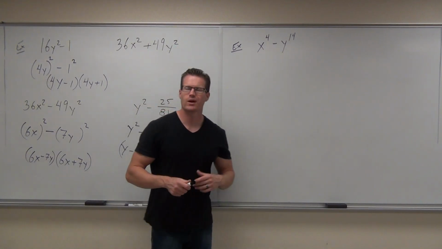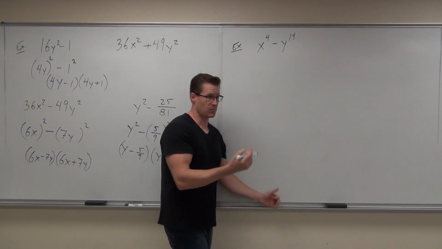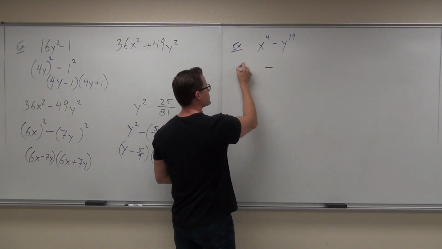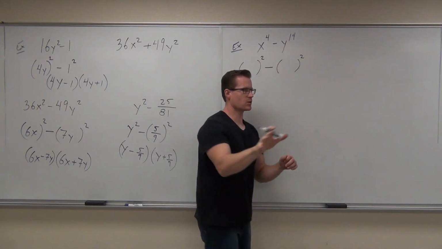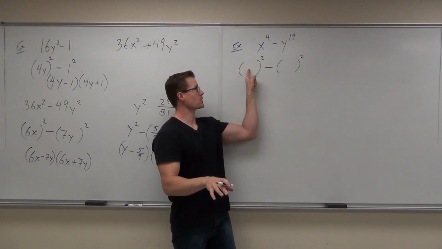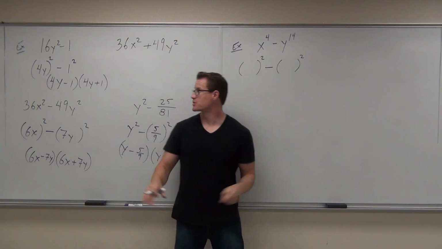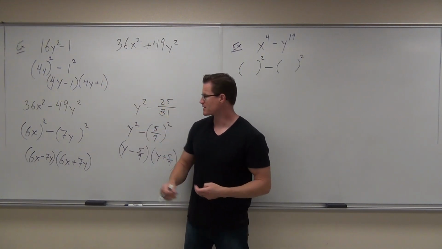A difference of squares does this. Firstly, is it a difference? Yes. Oh, that's great. At least we have that. It has something being squared, and something being squared. I want you to look at this for a second, okay? Would you agree that if I can put something in here and something in here, it's going to fit this paradigm, that I can factor by difference of squares? Do you get that? That's what we've done every time.